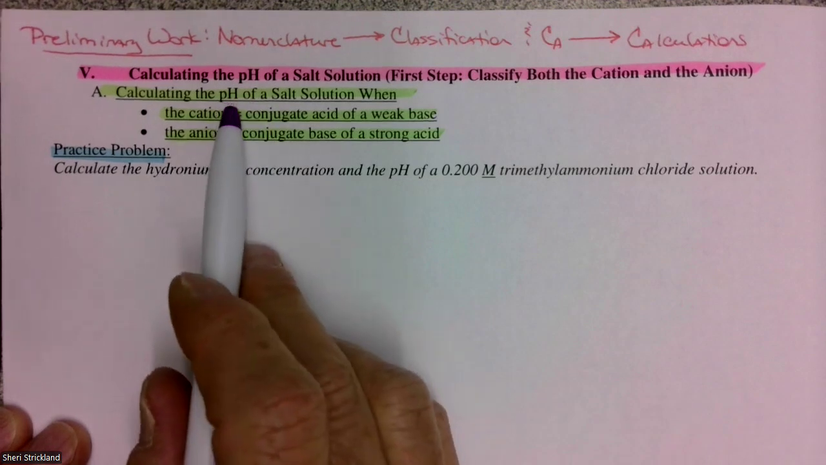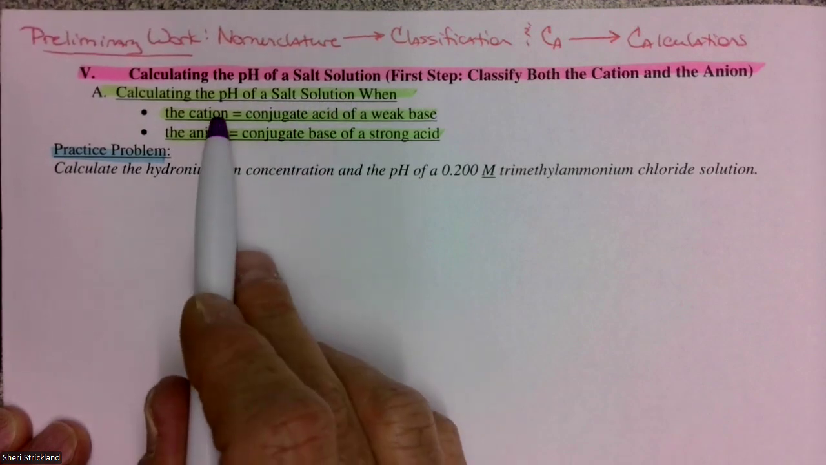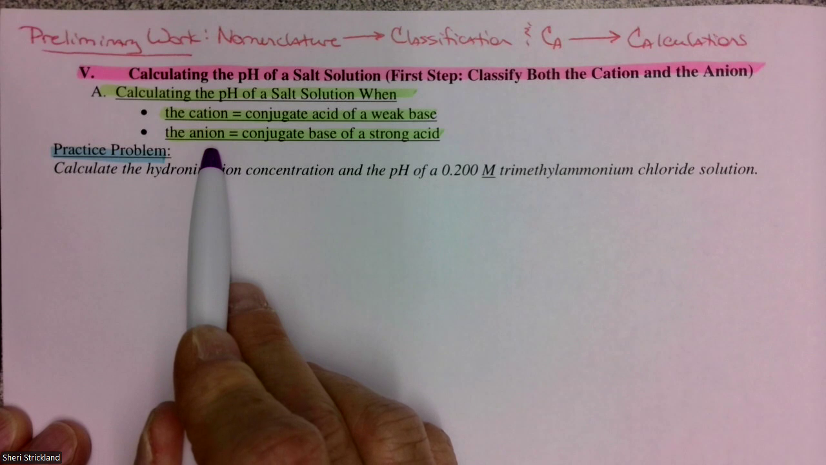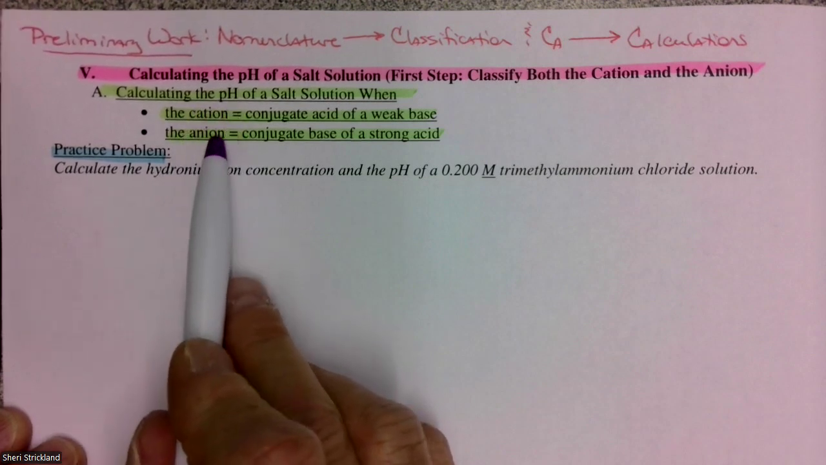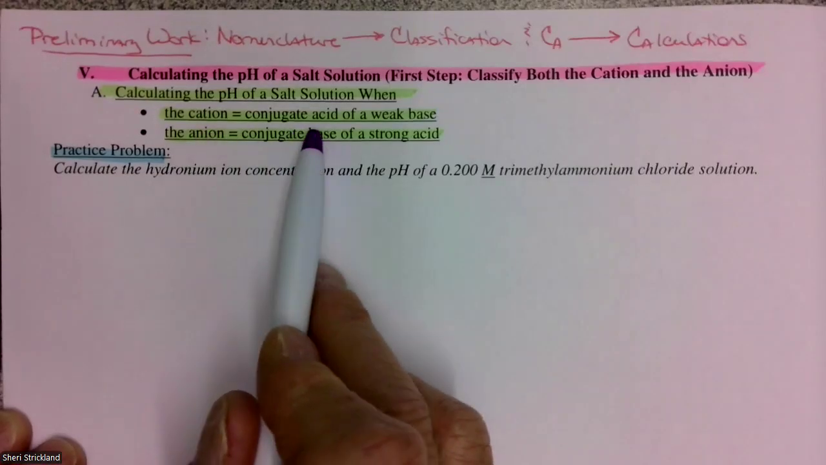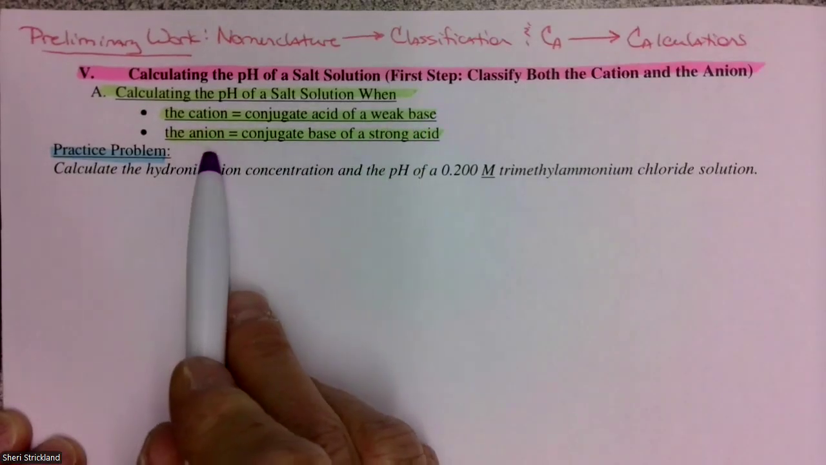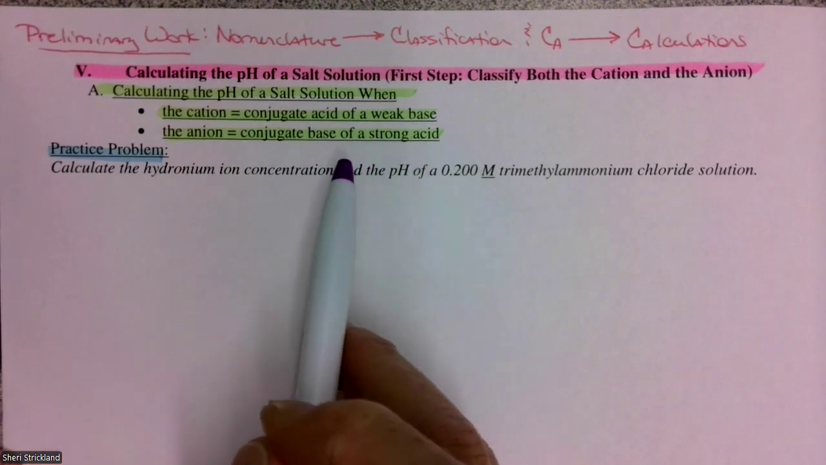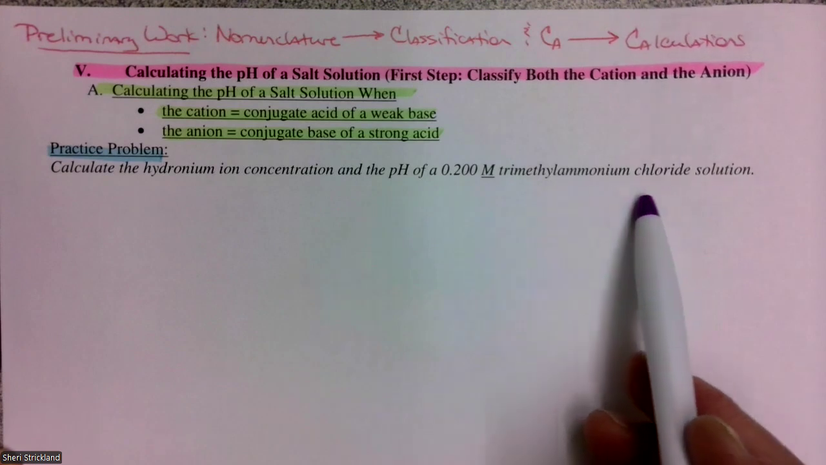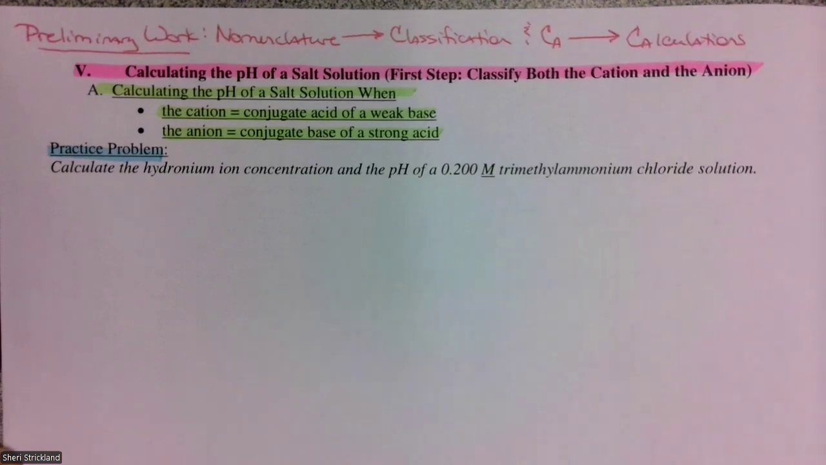So when you have a salt, you're going to have a cation and an anion. And so we're going to calculate the pH of a salt solution when the cation is the conjugate acid of a weak base and the anion is a conjugate base of a strong acid. So we're going to do this one here, trimethylammonium chloride.